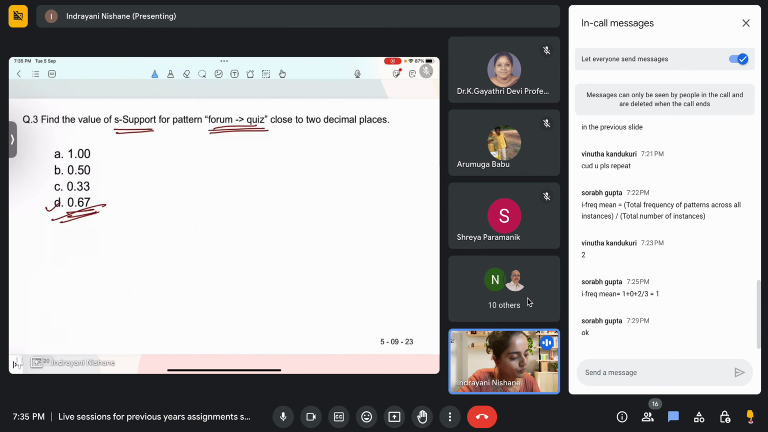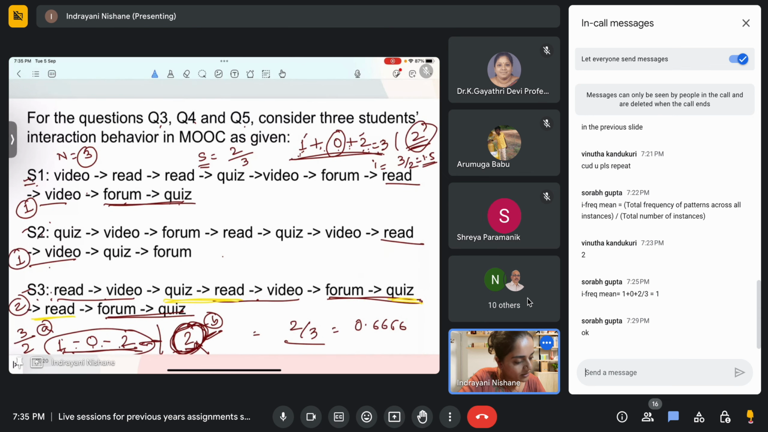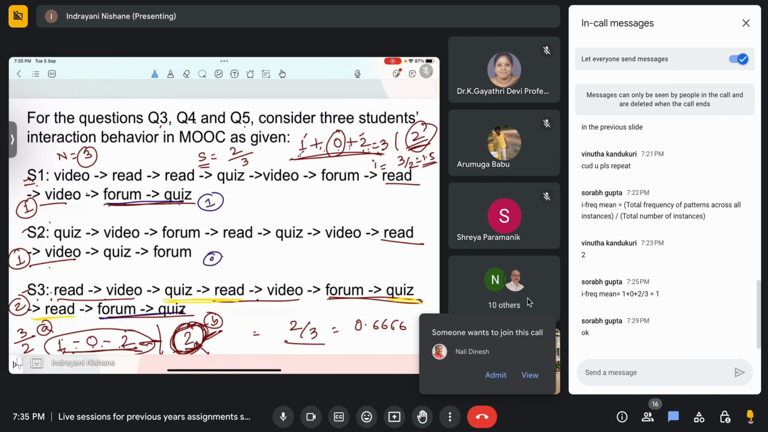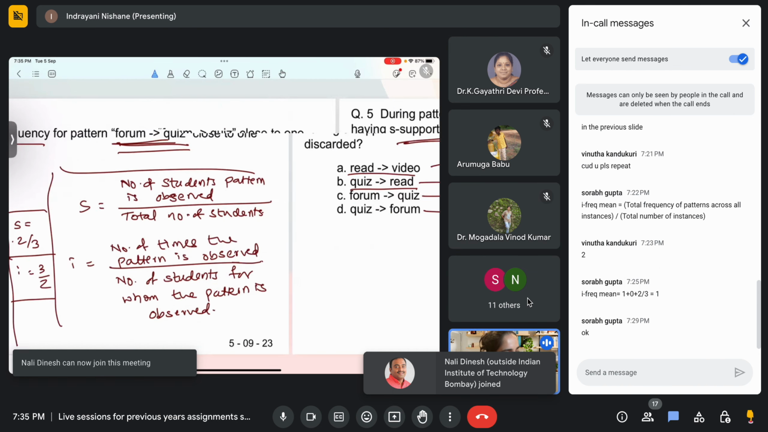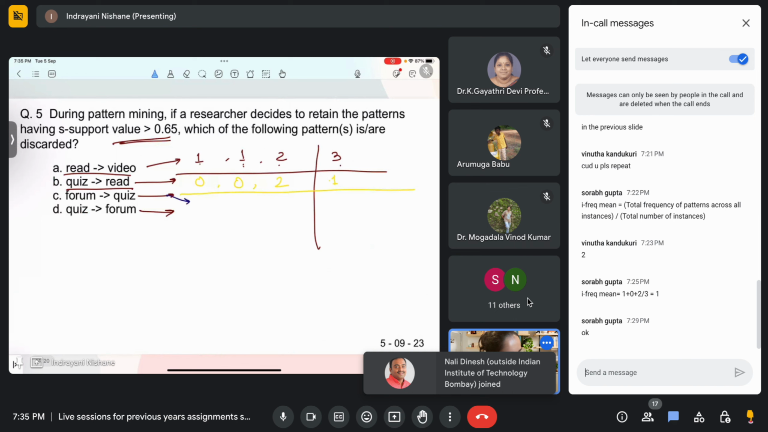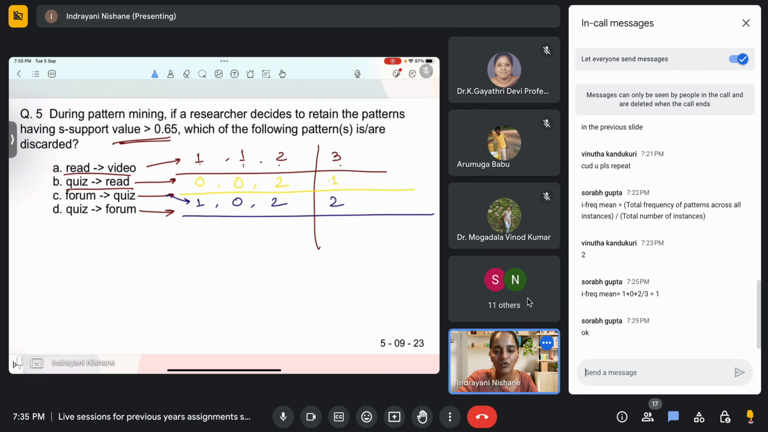Now let's go to the forum to quiz transition. Let us count how many times forum to quiz is happening. Forum to quiz once, forum to quiz 0, forum to quiz once and twice. So 1, 0, 2. We had already done that. So here it is 1, 0, 2, and 2 students it was observed.